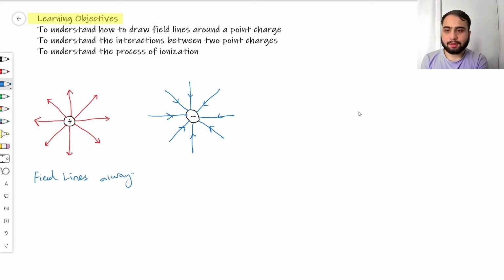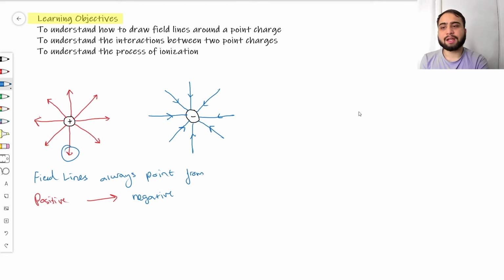field lines always point from positive to negative. Okay, and that's demonstrated by these arrows here. So you can see that these positive arrows are all facing outwards, okay? Whereas all these negative arrows are all facing inwards. And this is a very key point. If you get this wrong, you will not get the marks.